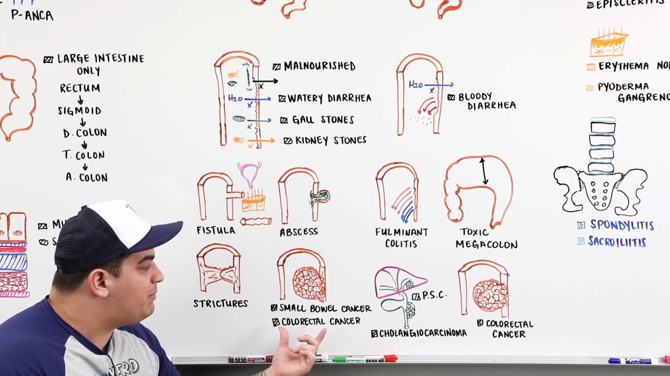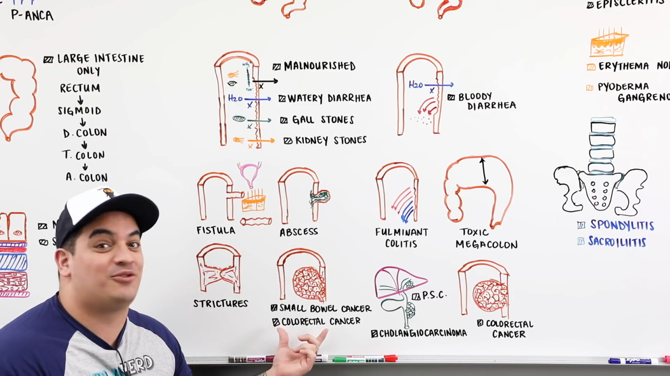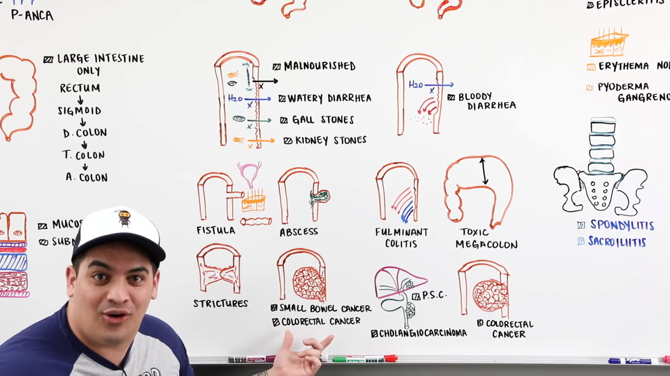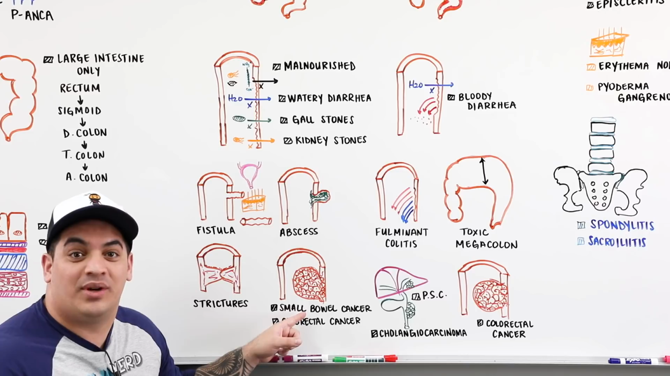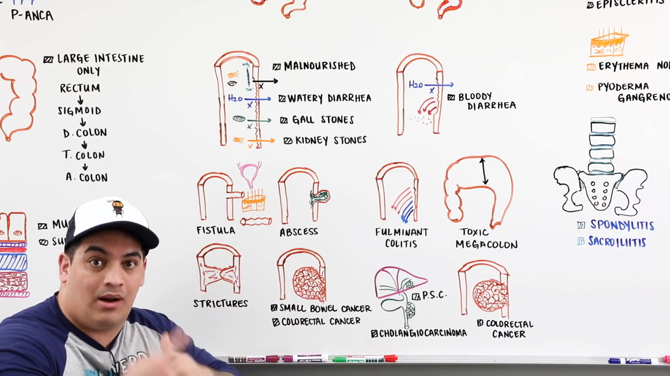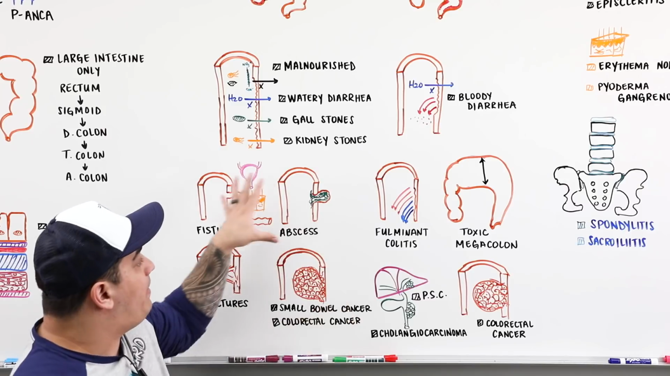And last but not least, because Crohn's disease involves both the small bowel and the large bowel, not only do you have a risk of colorectal cancer, but you have the risk of small bowel cancer because of that constant replication cycle. So that's comparing these.